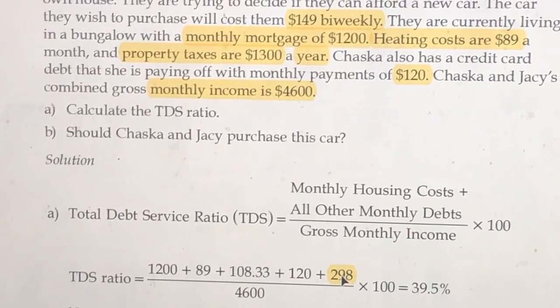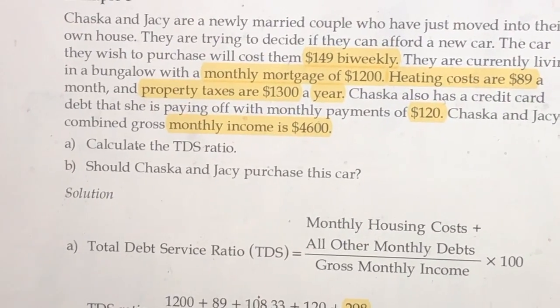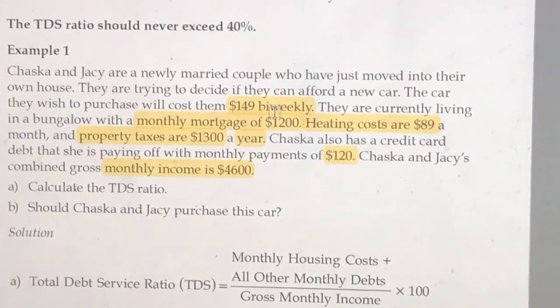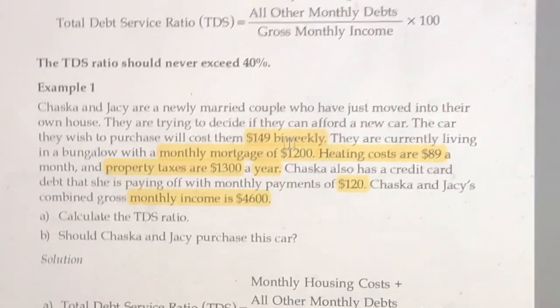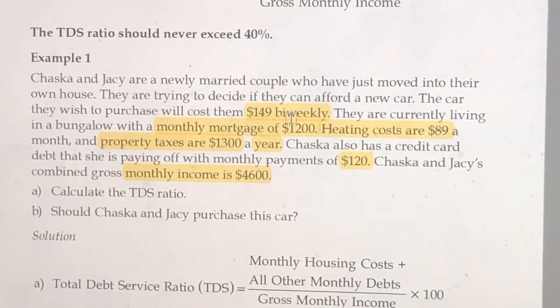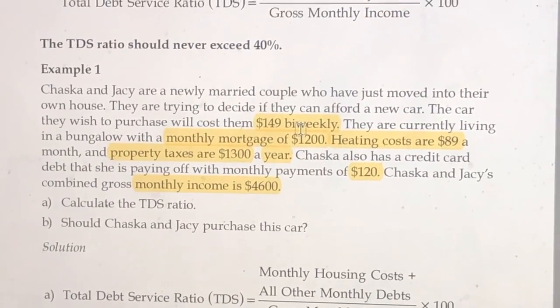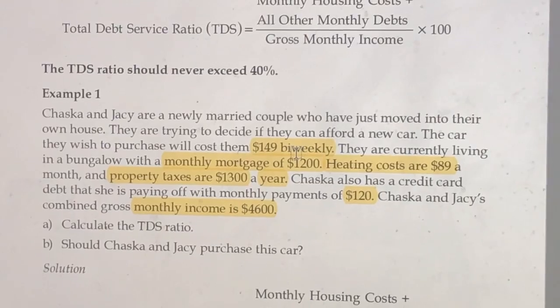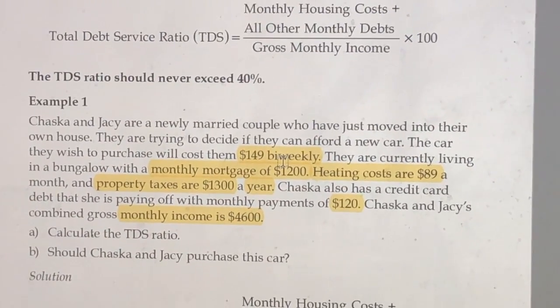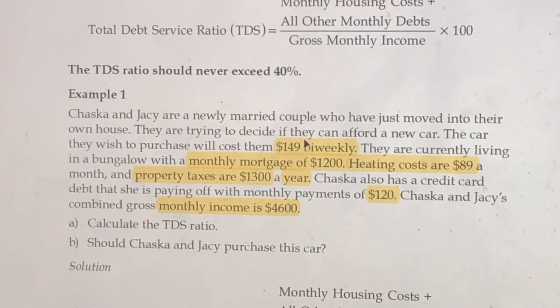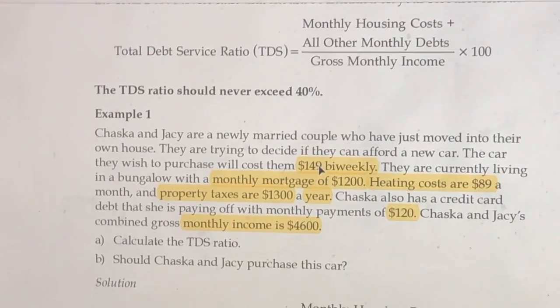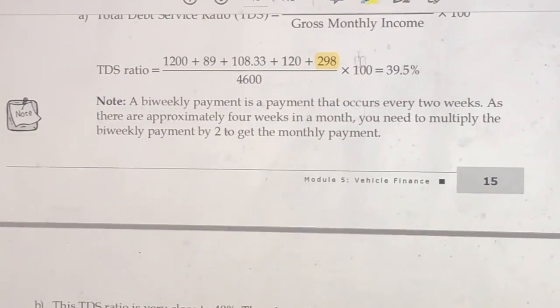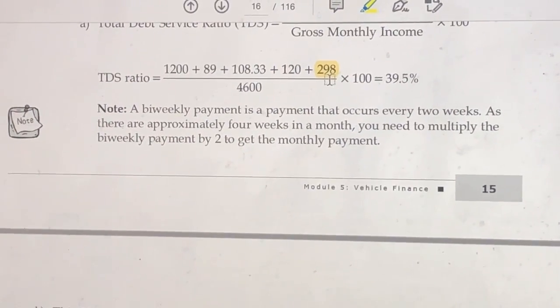But Mr. A, why is it $298 here and $149 bi-weekly? Well, remember, bi-weekly simply means once every 2 weeks. So they're paying this car payment actually twice a month, approximately twice a month. So bi-weekly just simply means once every 2 weeks. So we have to actually multiply this $149 by 2. Okay, we ended up at $298.